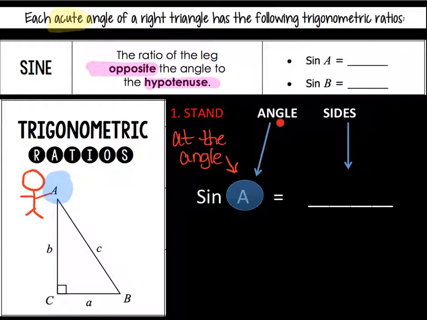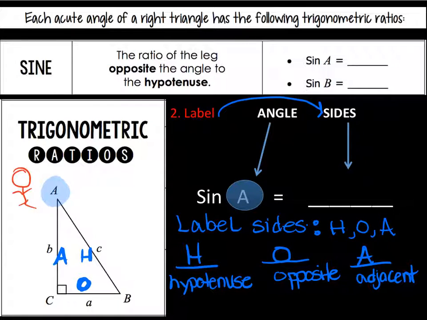So what we're going to do is stand at angle A. So here's my stick figure. I'm already standing at angle A. So the next thing we are going to do is label the sides from the stick figure. Here's the hypotenuse. Here's the adjacent side. And the side that's furthest away from me is the opposite side. So I have my triangle labeled.